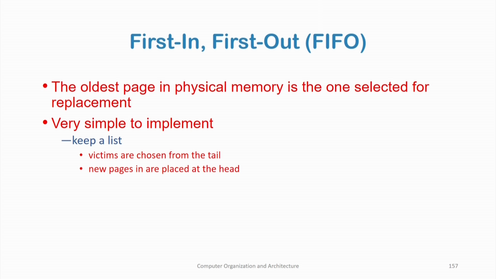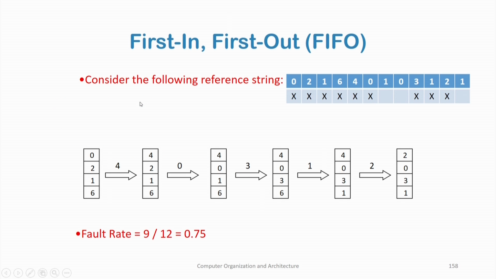The first one we discussed was first in first out, in which the oldest page in physical memory is the one selected for replacement. So, the oldest page in physical memory at any given time is used for replacement, and we discussed this. We will discuss it again with respect to Belady's anomaly.